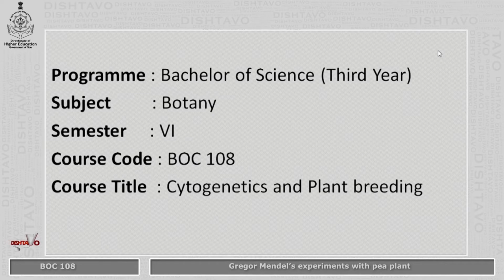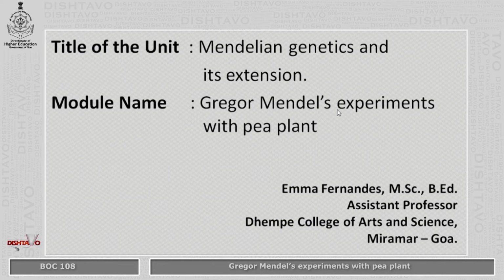Welcome to this e-module. This program is designed for the students of Bachelor of Science, 3rd year, in the subject of Botany, Semester 6, course code BOC 108. Title of this course is Cytogenetics and Plant Breeding. The title of this unit is Mendelian Genetics and its Extensions. Module name is Gregor Mendel's Experiment with Pea Plant.